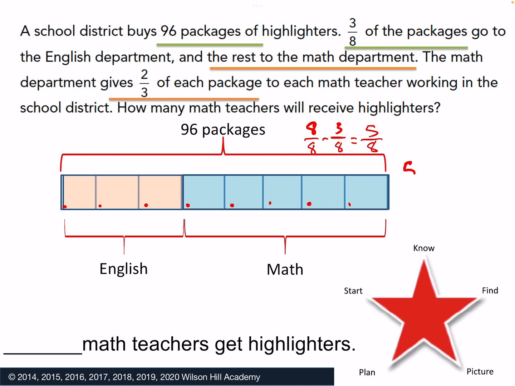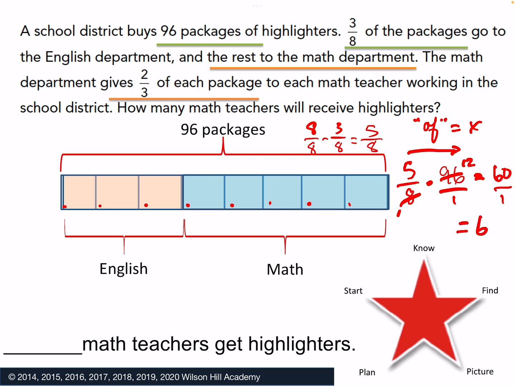So then if I'm going to try and figure out how many packages the math department got, I want to know what is 5 eighths of 96. Okay, and remember, I've taught you before that of means multiplication. So there's 1 eighth in 8, and there are 12 eighths in 96. And now I'm going to multiply across. 5 times 12 gives me 60. And 1 times 1 is 1. So there are 60 packages given to the math department.